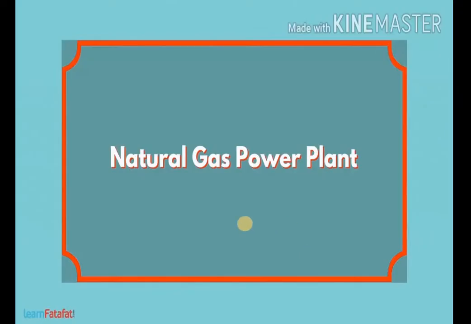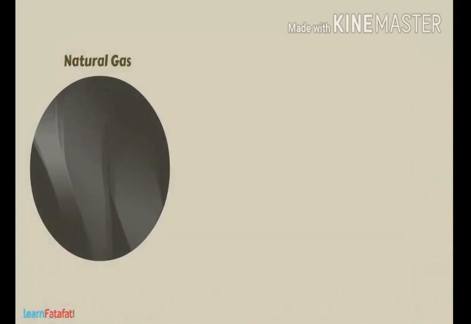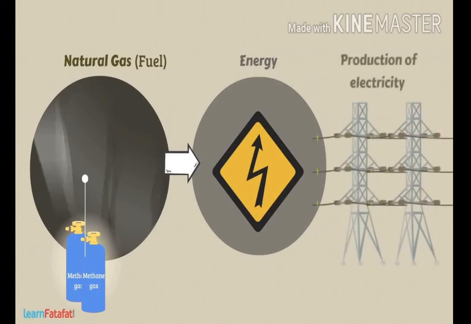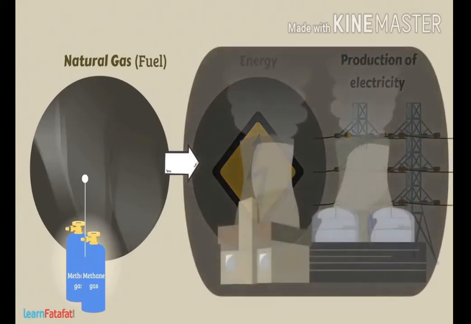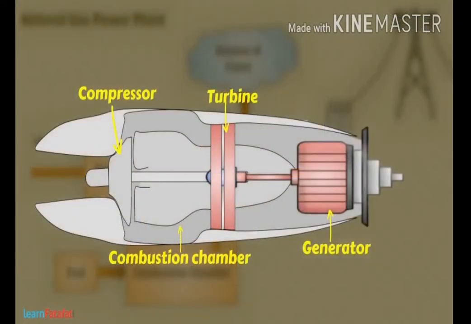Now, let's study the natural gas power plant. Natural gas mainly consists of methane gas. It is an excellent fuel that produces a large amount of energy. It is possible to use energy obtained from natural gas for the production of electricity. It is done in the natural gas power plant. The basic structure of any natural gas power plant consists of 3 main parts: a compressor, a combustion chamber, and a gas turbine that drives the generator. Here is how it works.